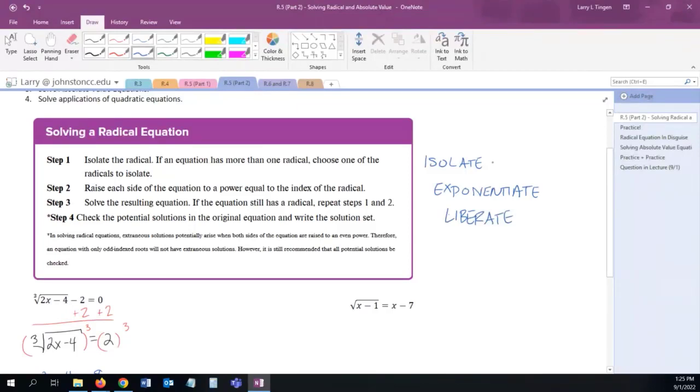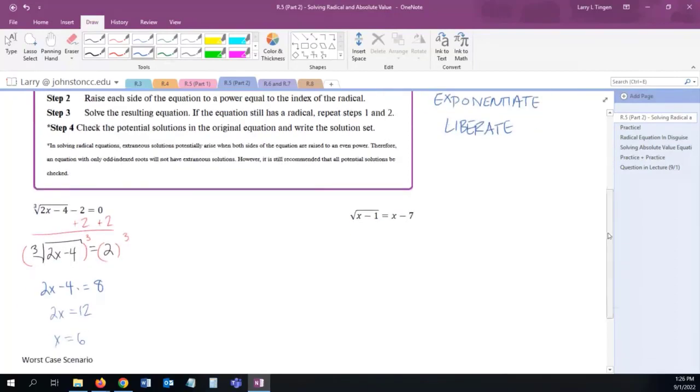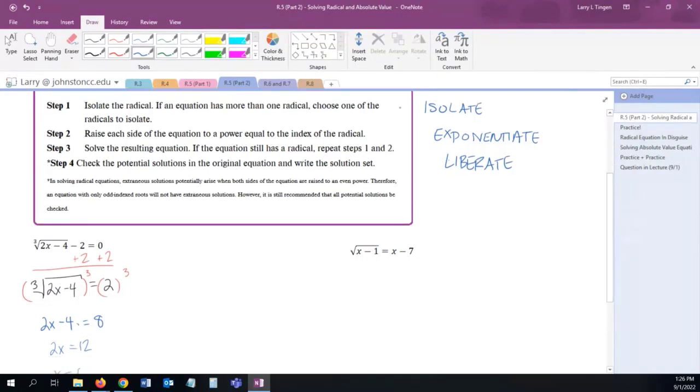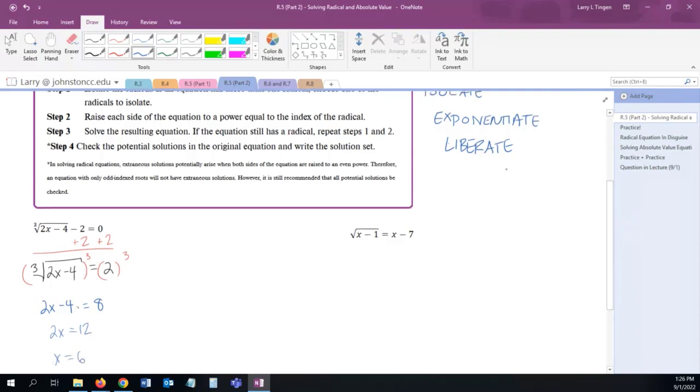Isolate the radical, get it on a side by itself. Exponentiate, raise both sides to the power that makes the root go away. And then liberate is once you have raised it to the power, then get x by itself. So it's almost like isolate, exponentiate, liberate, and then isolate again, but let's not think too hard about that. So step 1, isolate. Step 2, exponentiate. Step 3 is liberate. And this rundown is going to be the exact same for absolute values as well.